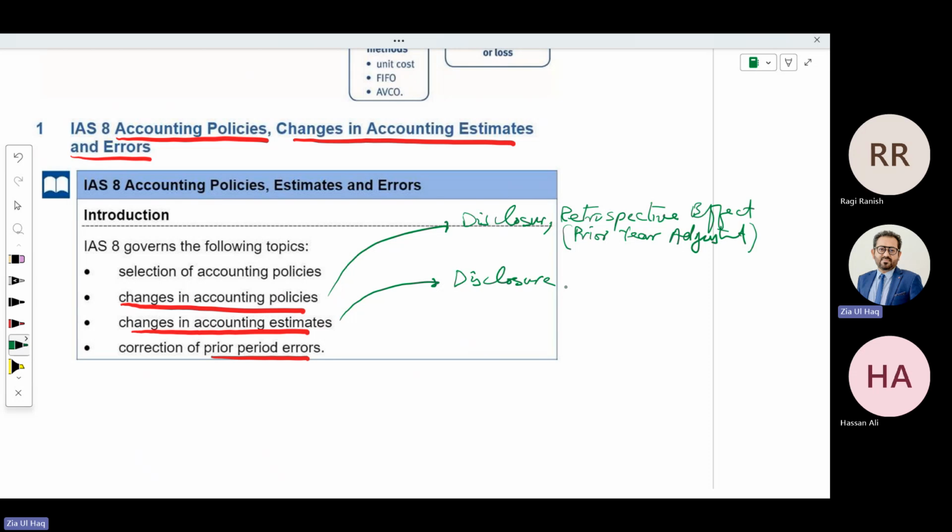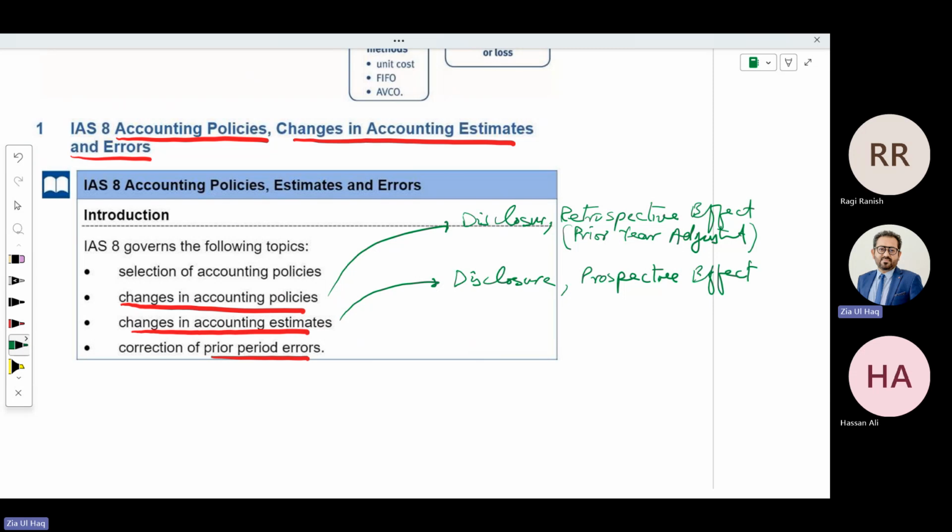Or you can say you need prospective effect. What is the prospective effect? Prospective means relating to the future. From now onward, you will prepare financial statements using the new estimates. Obviously, automatically, the new estimate will prevail in coming years' financial statements. You don't need to adjust opening balances. In case of policy change, prior adjustment is necessary.